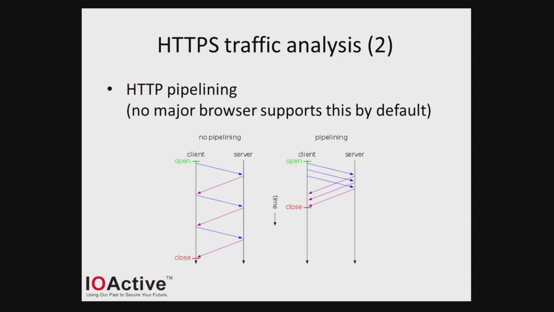Another one is HTTP pipelining, which is also in the specs, and as far as I know, no major browsers support this by default, which is a good thing because it would make our life way more difficult. On the left, we've got the normal situation with HTTP keep-alive. On the right, we've got pipelining. Suppose this data is encrypted. How are we able to identify if it's just one big request the client sends or three separate ones? It's all encrypted. We can't do anything with it, right?